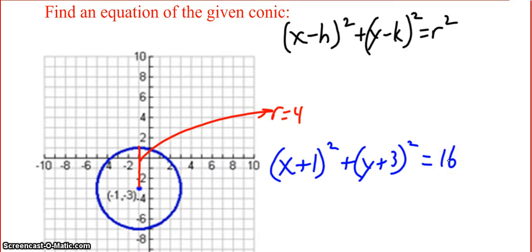You should have the equations of the conics in standard form in front of you that are in your packet as you're doing this so that you can reference those. You do not need to memorize them.